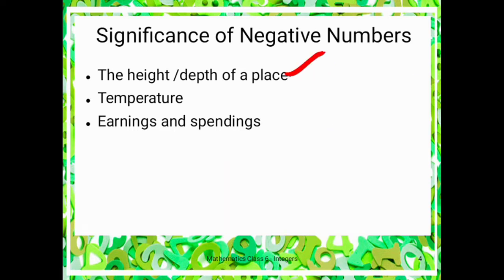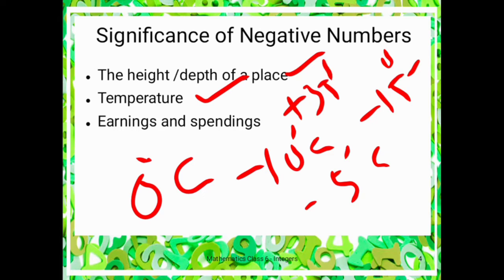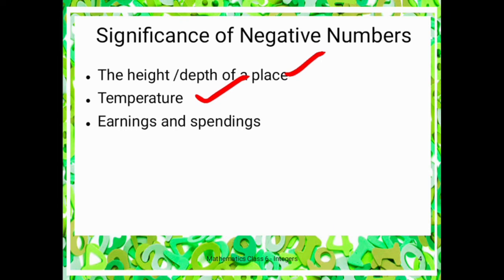Okay, next one is temperature. You may know that in the Siachen glacier, which is in the Himalayas, usually the temperature is below, say, minus 10 degrees centigrade. Or sometimes it is minus 5 degrees centigrade. Sometimes it is minus 15 degrees centigrade, etc. That means the temperature is below 0 degrees. And we know that 0 degrees Celsius is the reference. And sometimes the temperature in the Thar Desert may be plus 35 degrees centigrade or plus 40 degrees centigrade, etc. Okay, so to represent the temperature at some places, we need to use positive integers or negative integers.